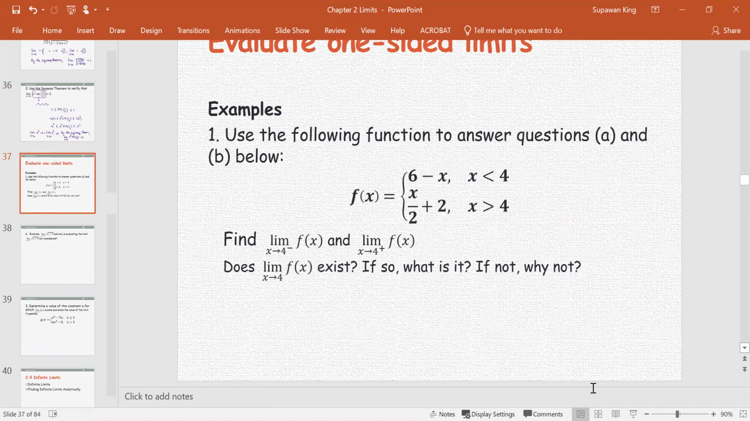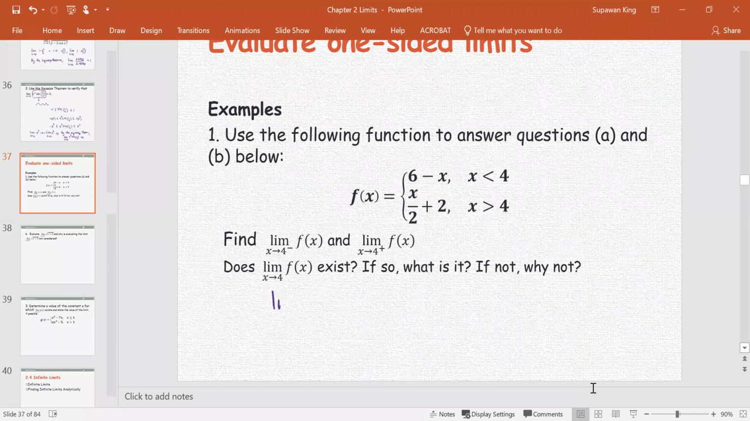Next, evaluate one-sided limits. In this example, use the following function to answer questions A and B below. We have the piecewise defined function: f(x) equals 6 minus x for x less than 4, and f(x) equals x over 2 plus 2 for x greater than 4.